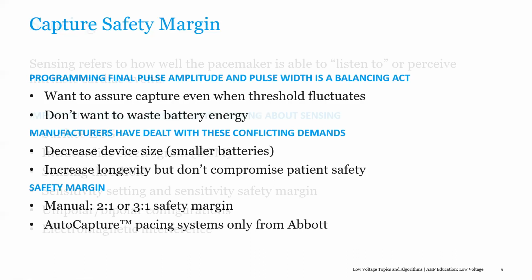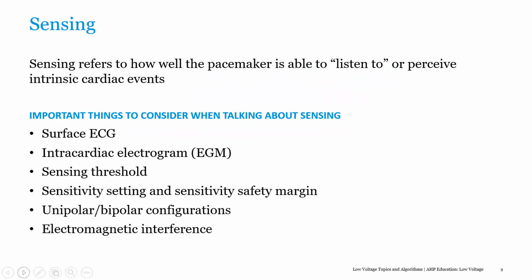The second electrical concept that I wanted to go over with you is sensing. So every heartbeat you have produces an electrical signal in your heart. We measure those in various different ways through the surface ECG, internally with leads through EGMs. And when we're implanting or when we're looking at a patient who has a pacemaker, we want to make sure we can see if they're having intrinsic activity, okay? So what we can do is set a sensing threshold.